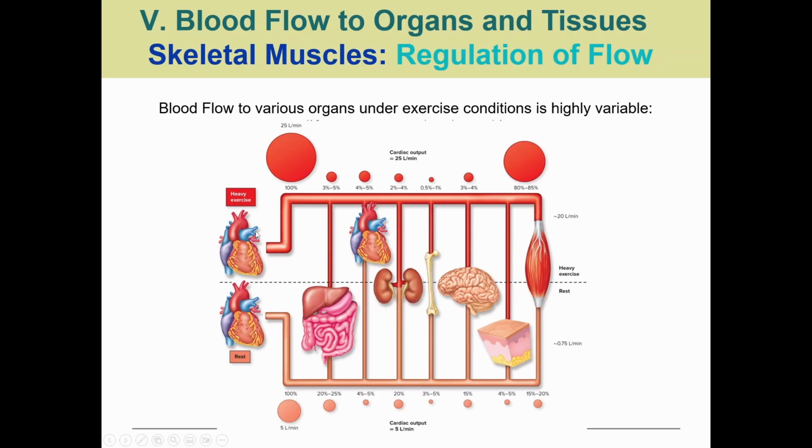When we look at exercise, the metabolic needs of different organs are going to change drastically. So we see that we are shifting blood away from the digestive system. The heart is getting the same amount. The kidneys are getting way less percentage-wise. Bones are getting less. The brain is getting less. But the skin and the muscles are getting the bulk of it.